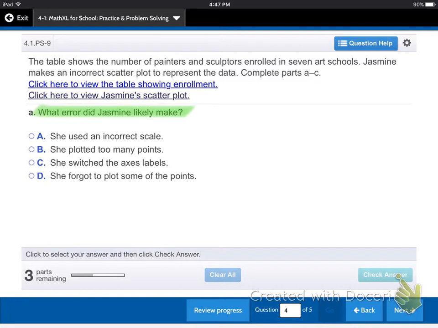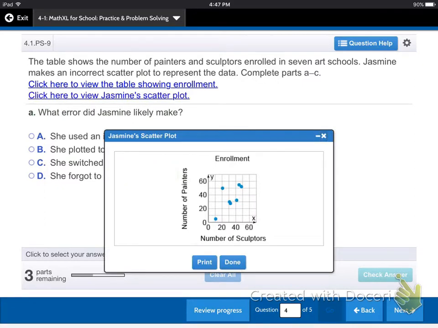Did she use an incorrect scale? Did she plot too many points? Did she switch the axes labels, or did she forget to plot some of the points? Well, pause the video and take a look at that.